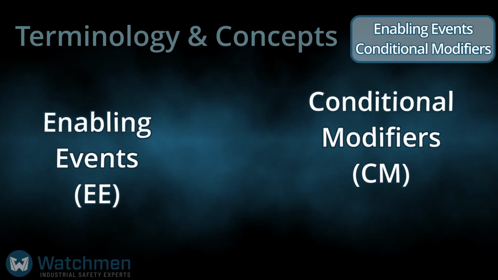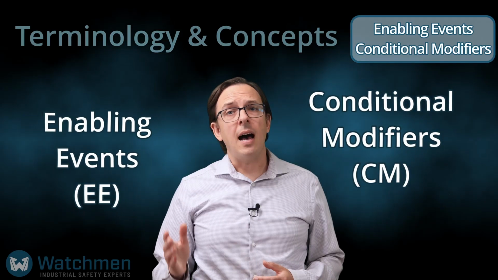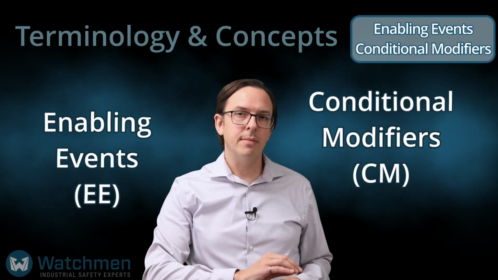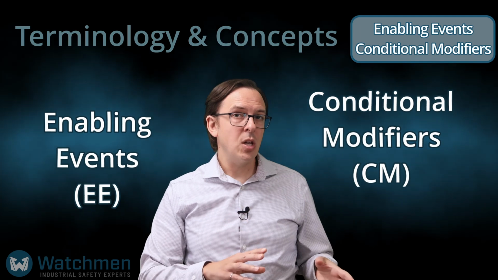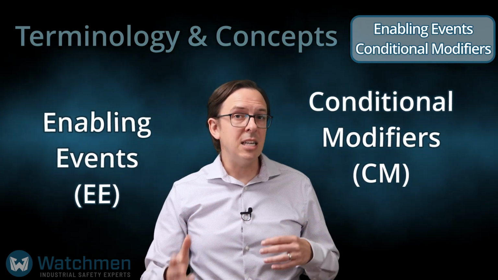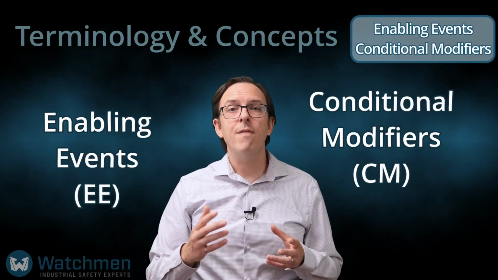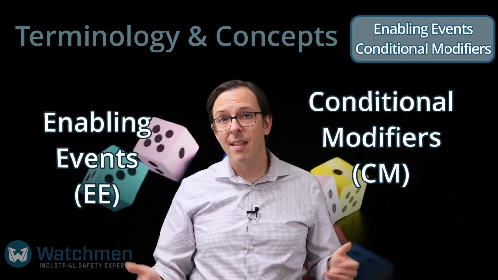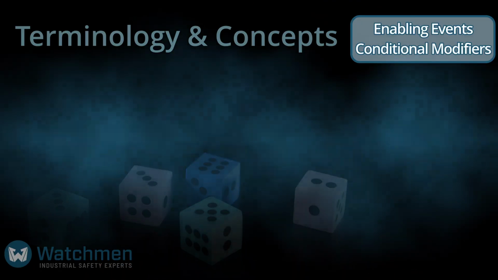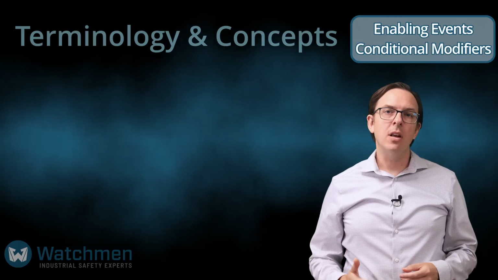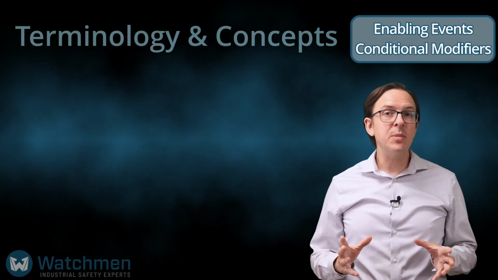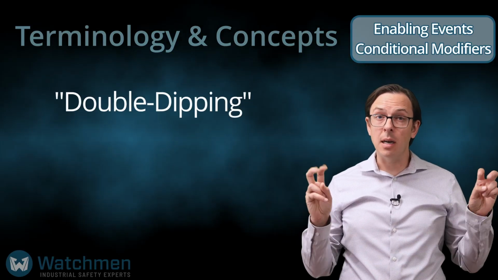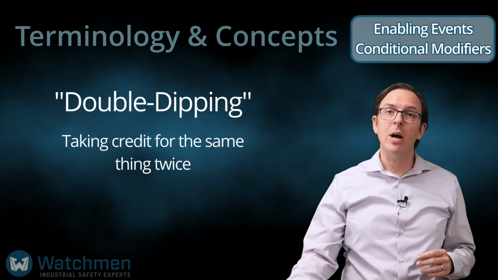EEs and CMs are not the same as IPLs. IPLs are items that are specifically designed and implemented with the intent to prevent a hazardous event from occurring. EEs and CMs represent the probability that certain conditions are correct at the time of the event for the hazardous impact to occur. As such, they can be considered closer to luck than to a designed protection layer. Both EEs and CMs are given a probability of occurrence. Care must be taken that these considerations were not already included in another item to avoid so-called double dipping, or taking credit for the same thing twice.